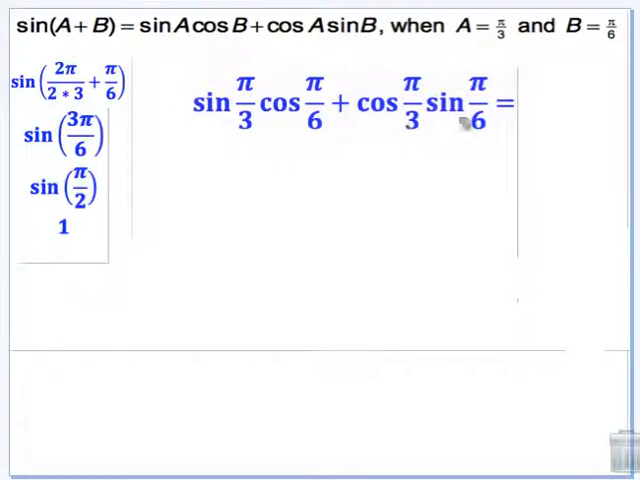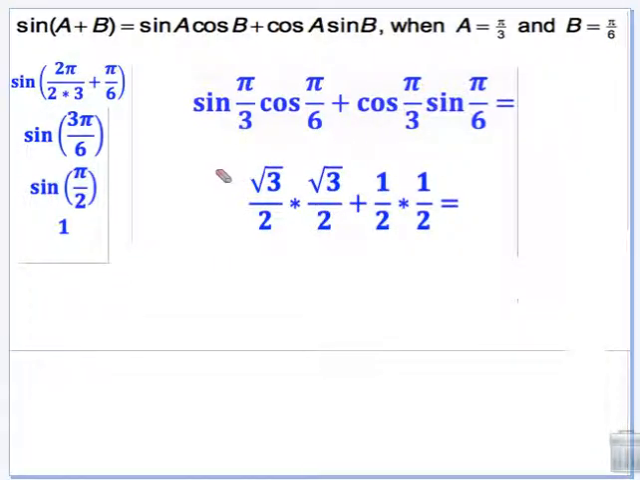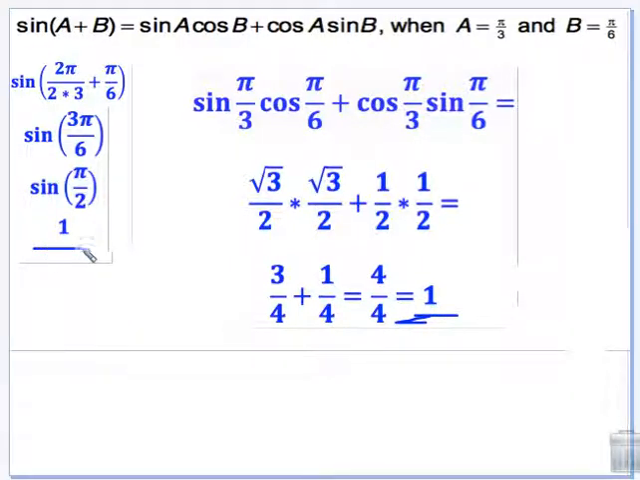Make sure you show your work. Now, this is how the formula is set up. You need to go to the trig table. What is sine pi over 3? What is cosine pi over 6? Plug all of that in, and you get this. Multiply everything out. Square root of 3 times the square root of 3 is going to be 3. 2 times 2 is 4, and then 1 times 1 is 1, and 2 times 2 is 4 again. So you end up with 3/4 plus 1/4. You add them together, you get 4/4, which reduces to 1. Okay, so again, this side matches this side.